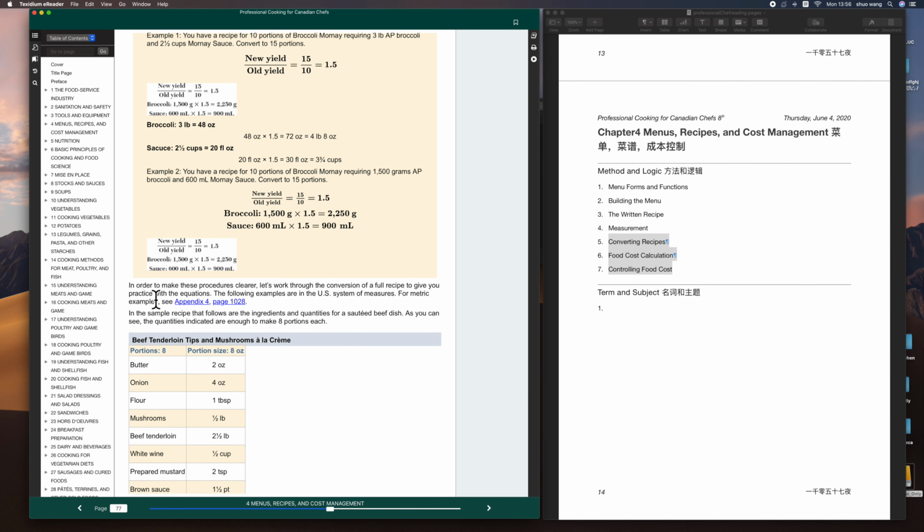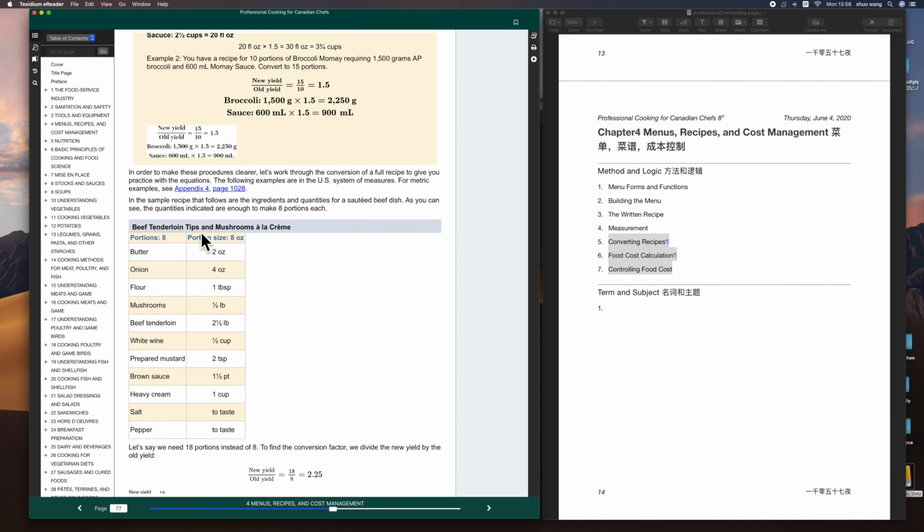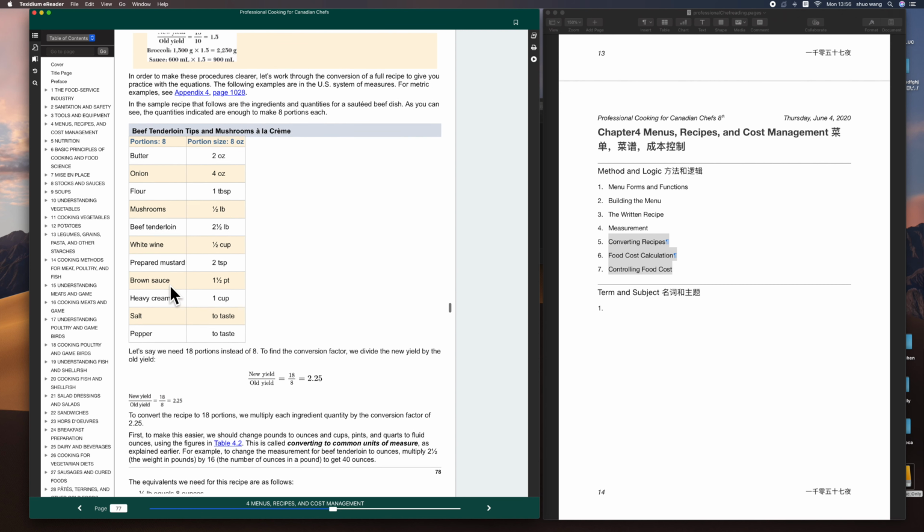a full recipe to give you practice in the procedure. The following examples are in the US system of measures. For metric examples, see another page. In the sample recipe that follows are the ingredients and quantities for a sautéed beef dish. As you can see, the quantities indicated are enough to make 8 portions. So this is the beef tenderloin tips and mushrooms à la crème. Portions 8, portion size 8 ounces.